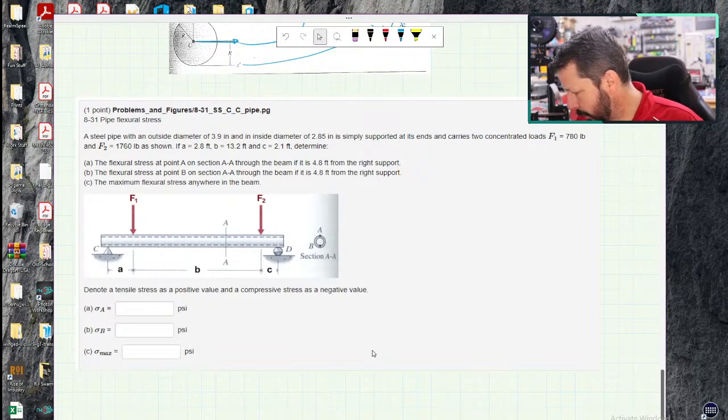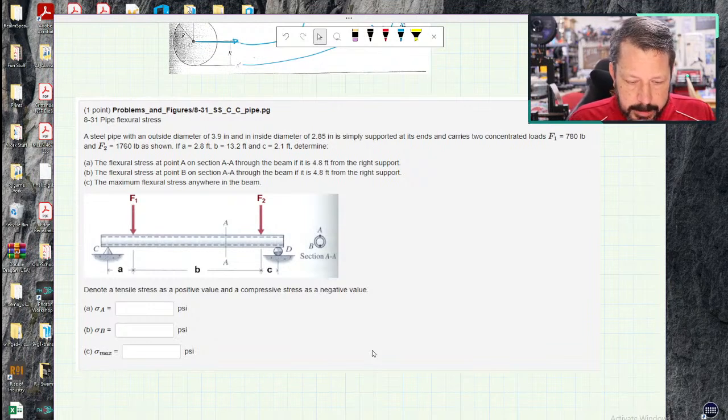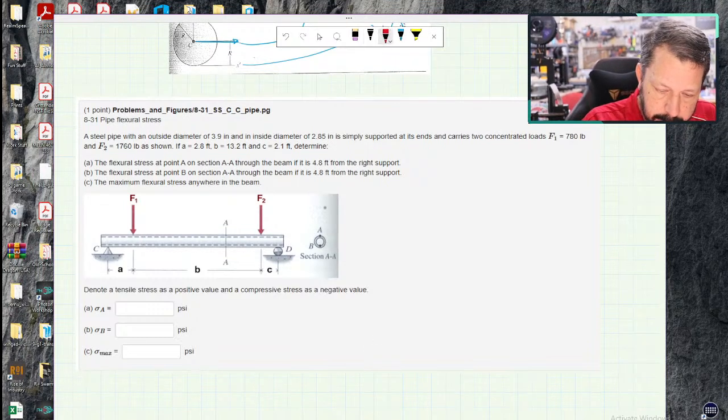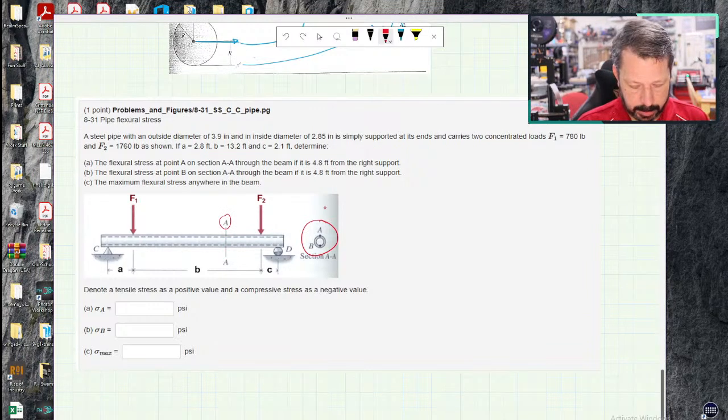Let's see, I've lost my pen. There it is. All right, so we have it does say it's a steel pipe, but it's not one that we have to look up. Simply supported. It carries 2 loads, has some dimensions, and it wants us to find the flexural stress at point A. So point A means, it gives us this diagram over here on where point A is. It's not these A's, that's showing the section A. Point A is apparently at the top of this pipe.